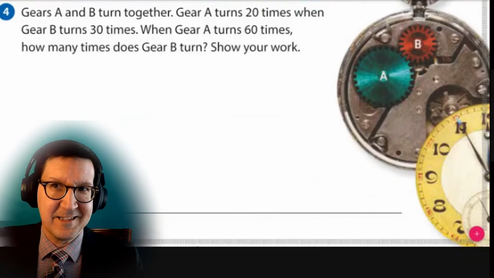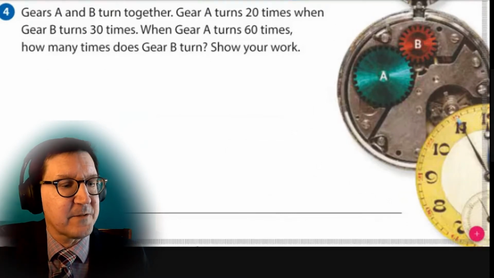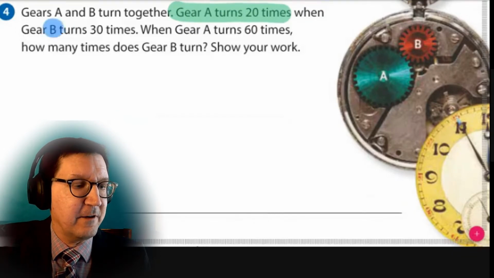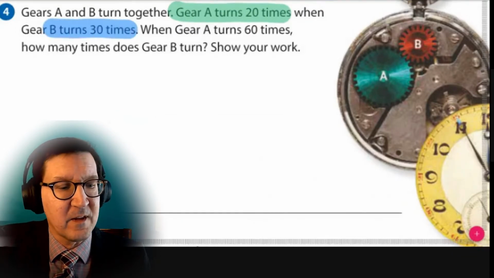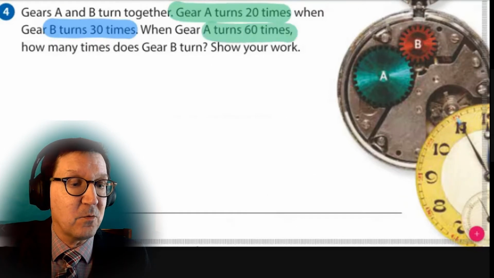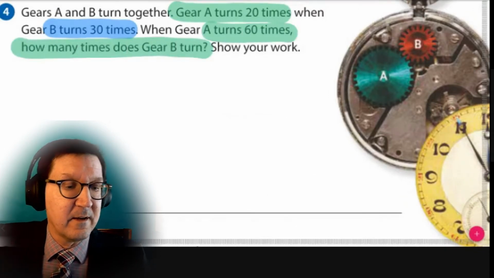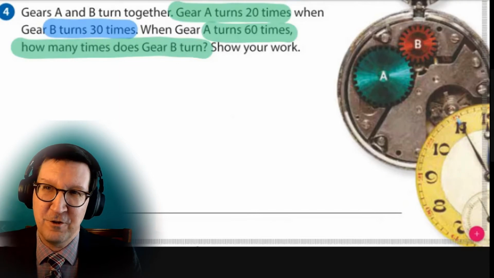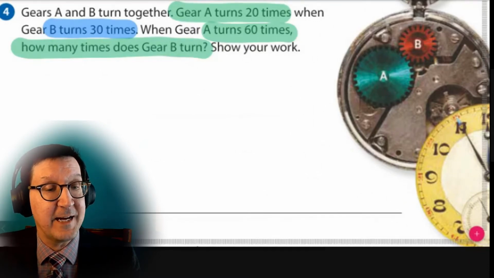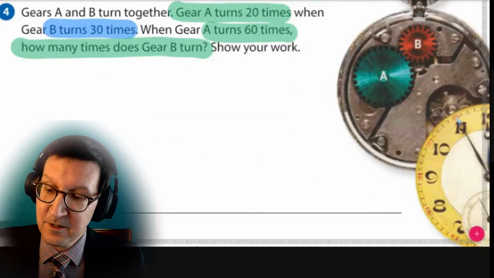Okay, welcome back. Let's take a look at what we've been able to pull out of this. So gear A is turning 20 times. Gear B is turning 30 times. Now you're looking for how many times gear B turns when gear A turns 60. So let's find our answer in terms of A, because if we can find out how many times gear B turns when gear A turns once, then we can find out how many times it turns when A turns 60 times. So let's do it like that.